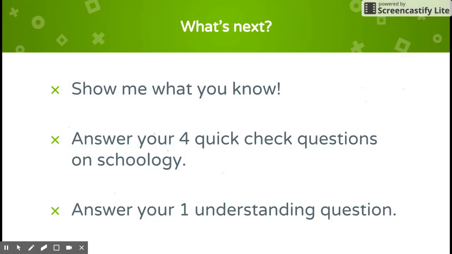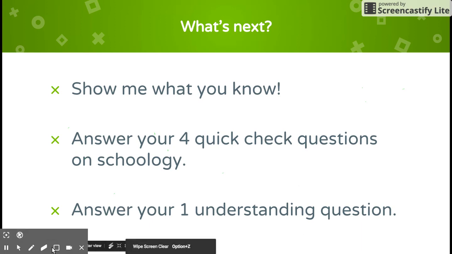So what's next? Show me what you know. Answer the four quick questions on Schoology, and then answer your one question for understanding. Don't forget to take notes, and if you did not take notes, go ahead and rewind it here. Go back and take notes because you need those.